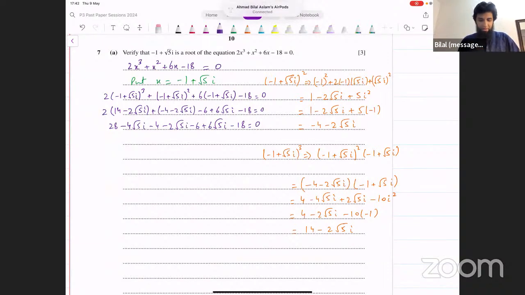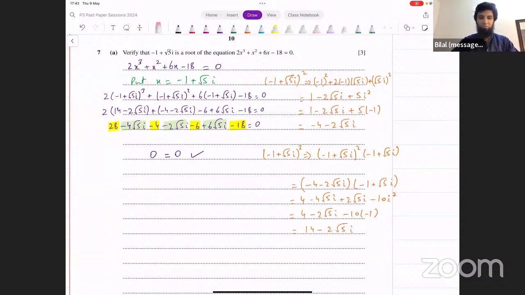So you can see these constant terms all cancel out. 28 minus 4 minus 6 minus 18, all of that becomes 0. And similarly, minus 4√5 i minus 2√5 i plus 6√5 i, they also get cancelled and we get 0 equals 0. That proves that this is a root of this equation. That is what we had to do in this case.